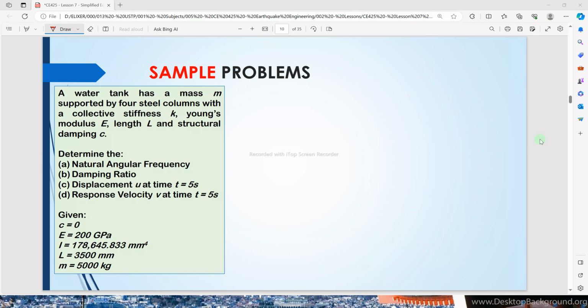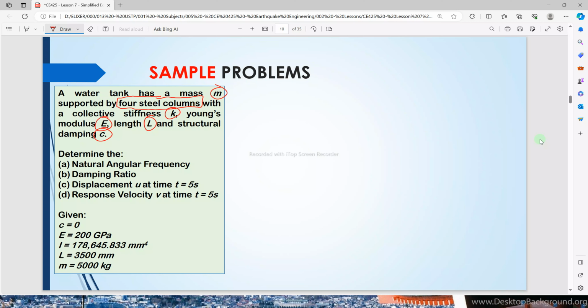Let's start with our first sample problem. We have here a water tank having a mass M supported by four steel columns. So take note of these four steel columns with a collective stiffness K, Young's modulus E, length L, and structural damping C.